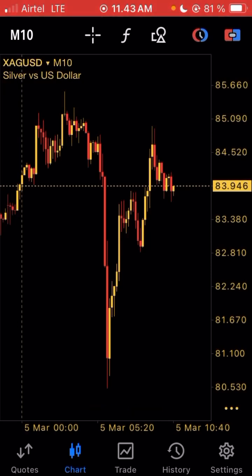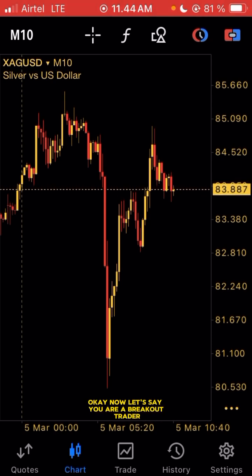Now, you want to trade, or you are just starting trading, and you're like, okay, I just want to have a risk to reward of 1:10, 1:5, 1:2, 1:3, whatever. Now, get this: the best risk to reward ratio comes from your strategy. Okay, now let's say you are a breakout trader.